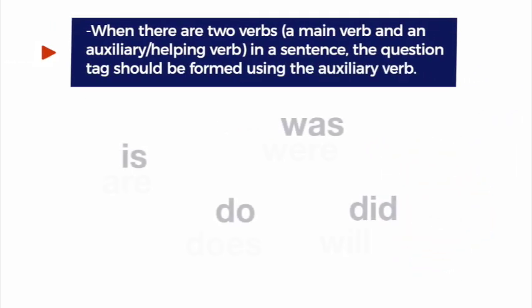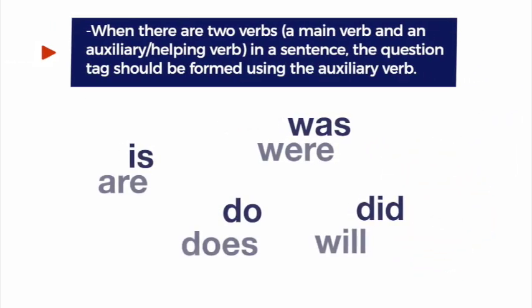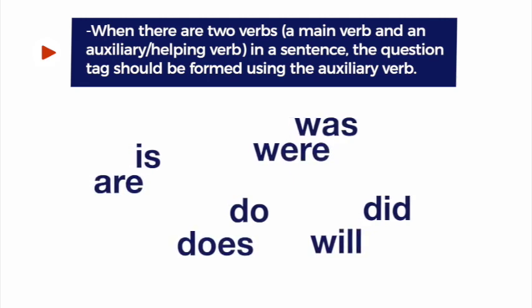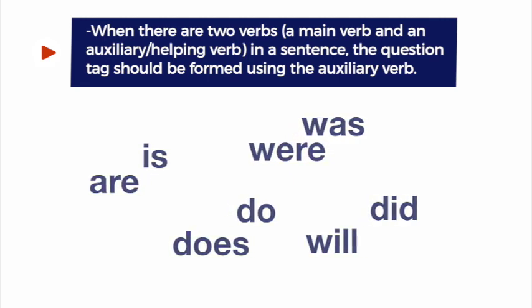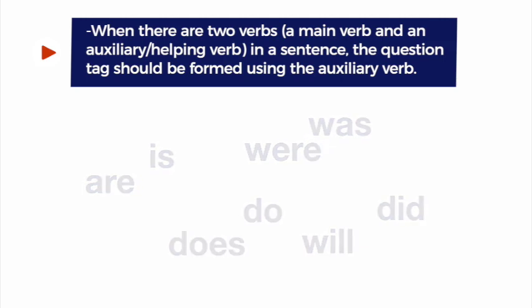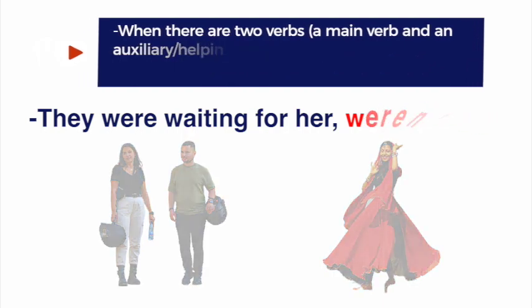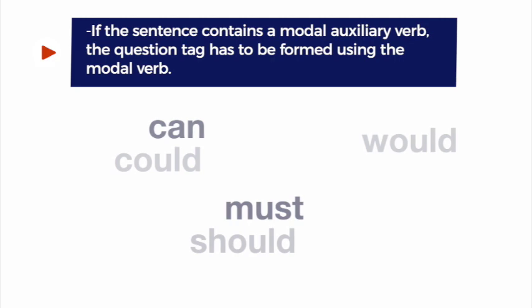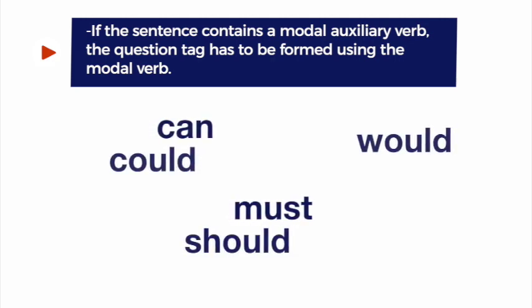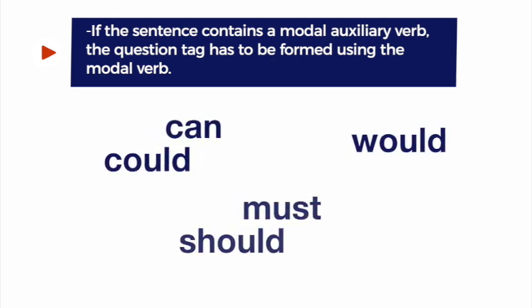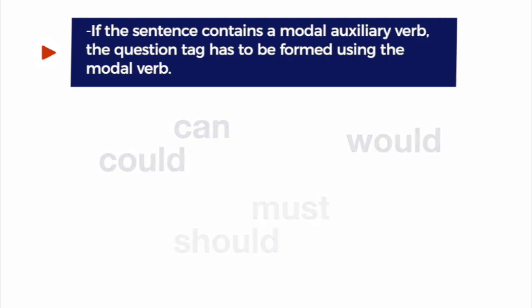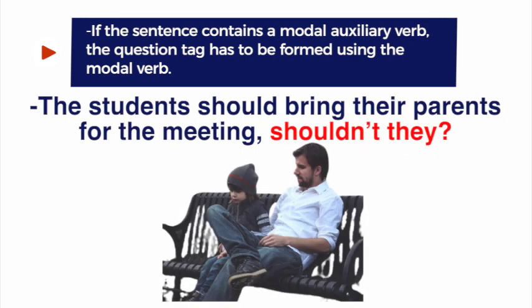When there are two verbs, a main verb and an auxiliary or helping verb in a sentence, the question tag should be formed using the auxiliary verb. For example, they were waiting for her, weren't they? If the sentence contains a modal auxiliary verb, the question tag has to be formed using the modal verb. For example, the students should bring their parents for the meeting, shouldn't they?